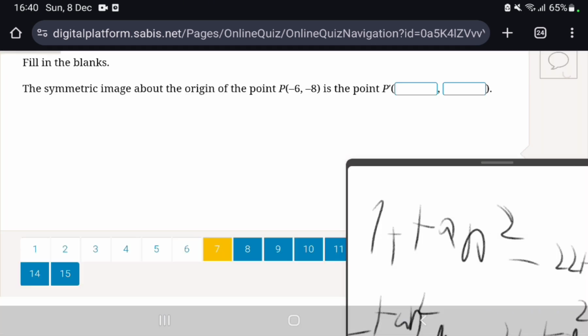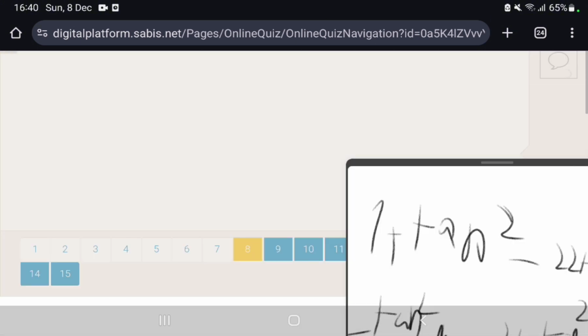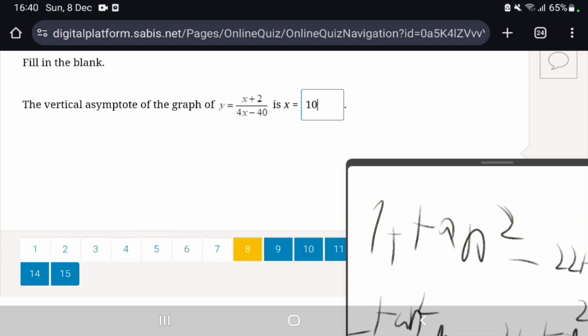Number 7. Since they're asking if it's symmetrical about the origin, for 6, 8 we just switch the sign. For this one, it's just 10. We just take whatever is in the denominator equal to 0.